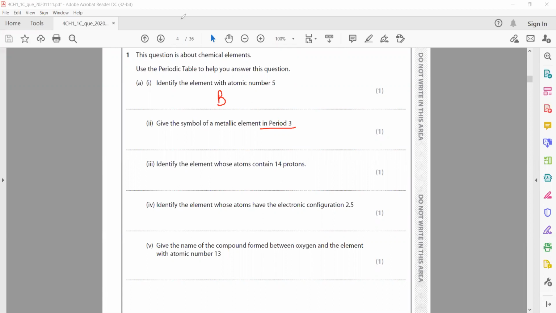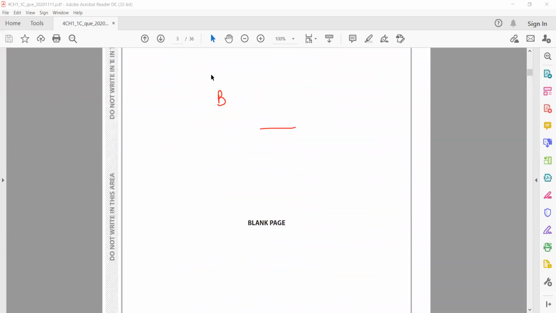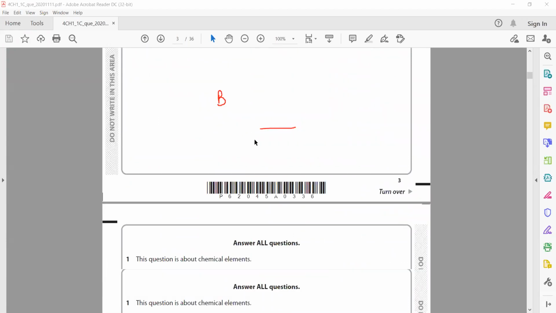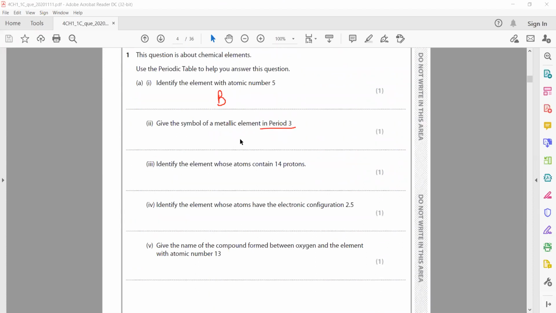So metallic element in period 3. When you check period 3, the first period is hydrogen and helium, second lithium, beryllium, third one we have sodium and magnesium. So for metallic element, you can write sodium, you can write even magnesium.